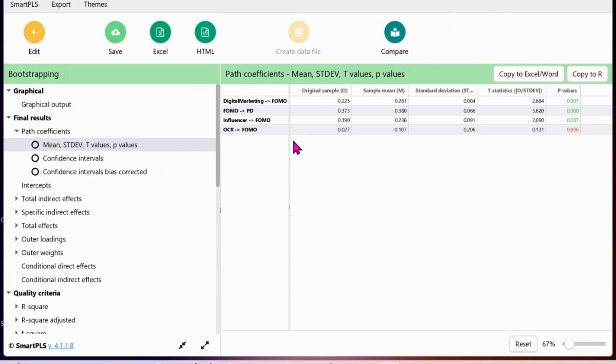Digital marketing significantly influences FOMO. The beta value is 0.225. The t value is 2.684, where the p value is 0.007. Since the p value is below 0.05, this relationship is statistically significant.